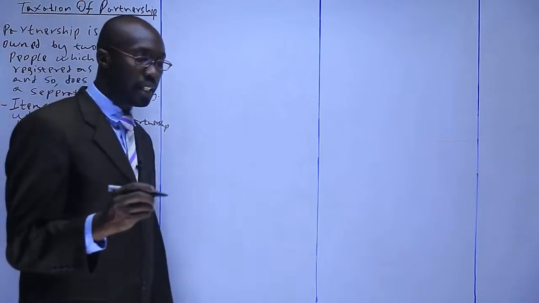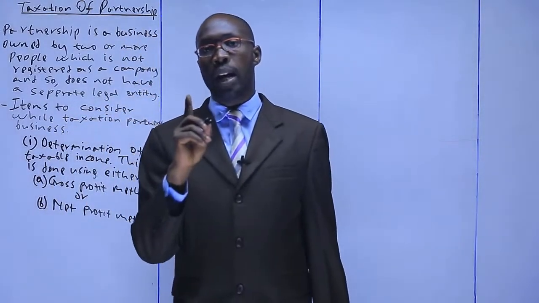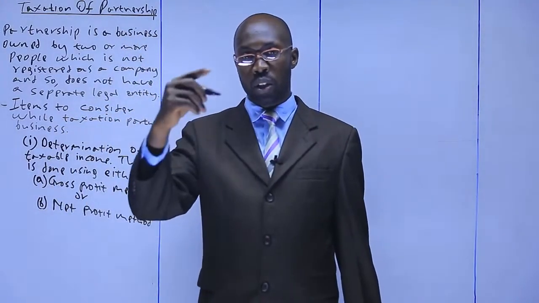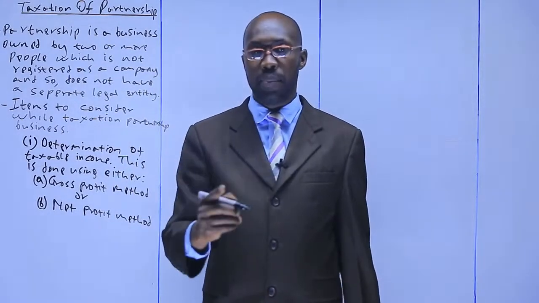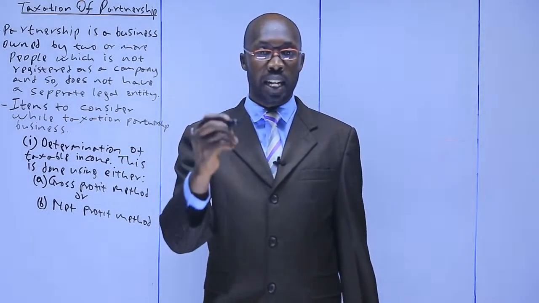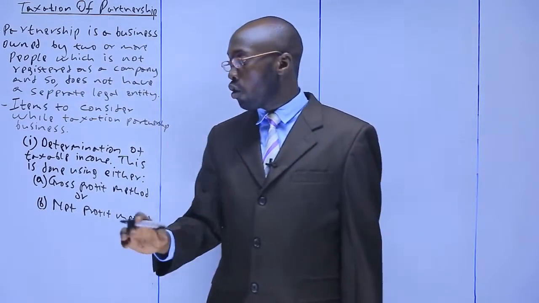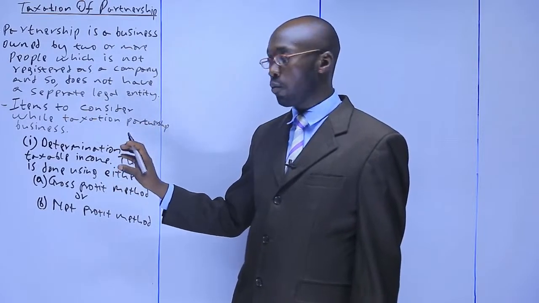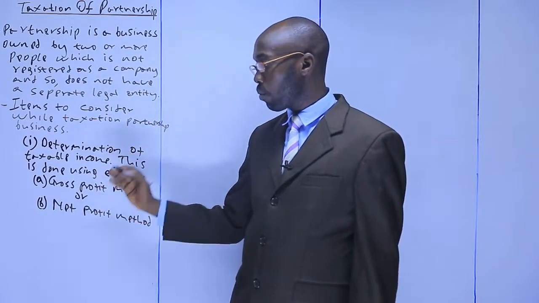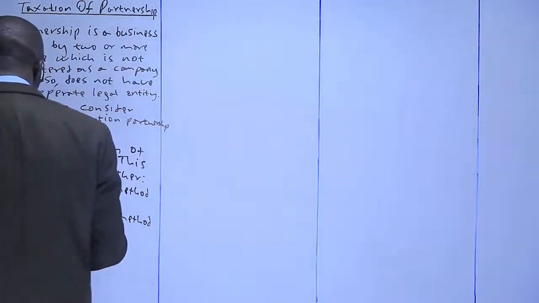What we are saying is that when you are determining the taxable income of the partnership, just like other business, and as we introduced earlier when introducing the taxation of business, any business, when you're determining the taxable income, you either use the gross profit method or net profit method. So the same criteria apply to the taxation of the partnership. You either use the gross profit method or net profit method to get the taxable income. We have Roman 2.